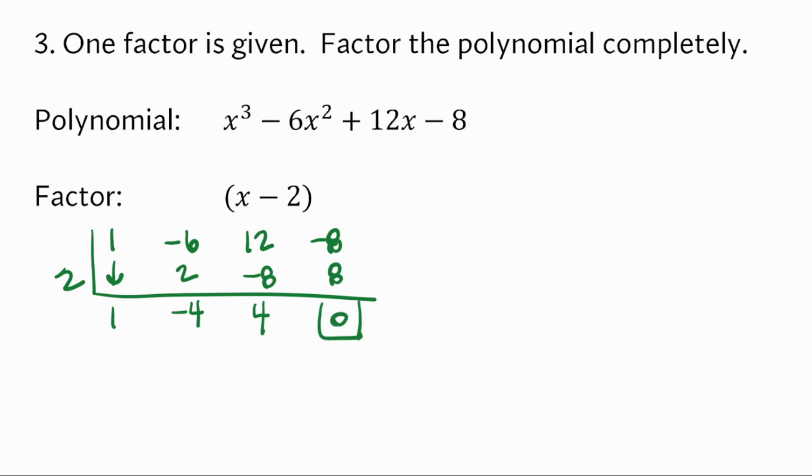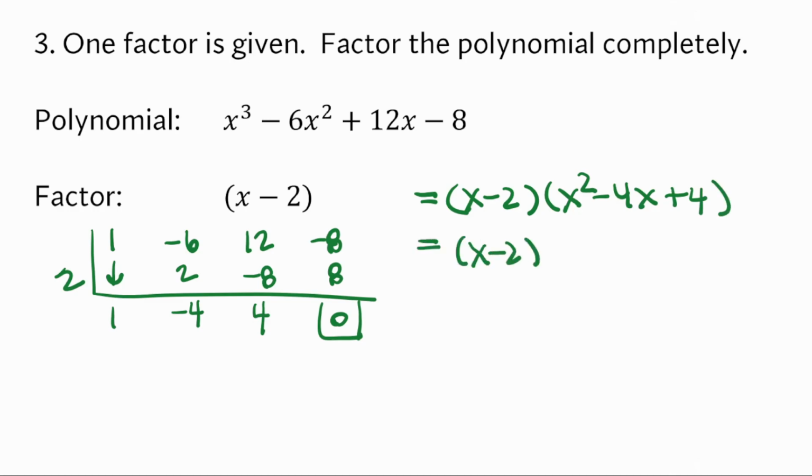Okay, so I've got the x minus 2 that I just factored out, and I'm left with an x squared minus 4x plus 4. This is further factorable. x squared minus 4x plus 4, that's x minus 2 times x minus 2. And so you could have left it like that, or you could have collapsed it down into 3 powers of x minus 2.